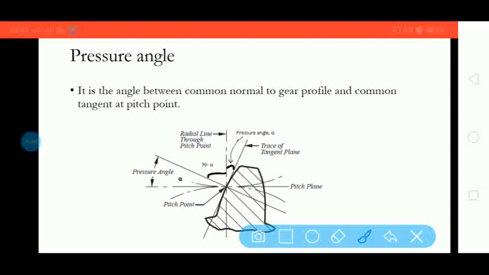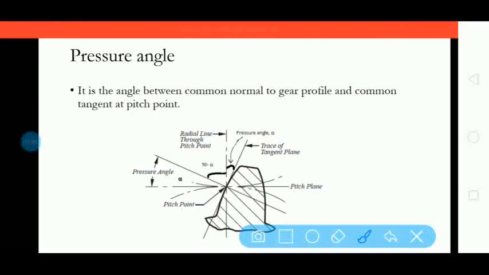So you can see both pitch circles in the diagram. One is this, other is this. So this pitch plane, they wrote it as pitch plane, that is your pitch circle. Okay, this one. This one is your pitch circle. Okay. This is the pitch point. That is your common tangent at pitch point.